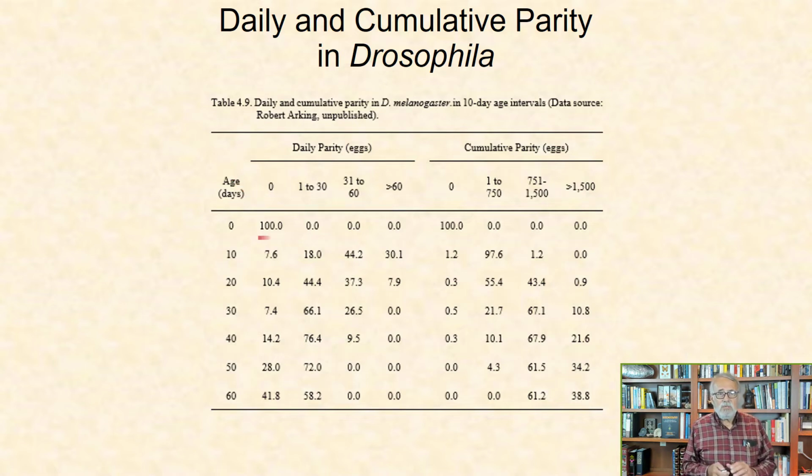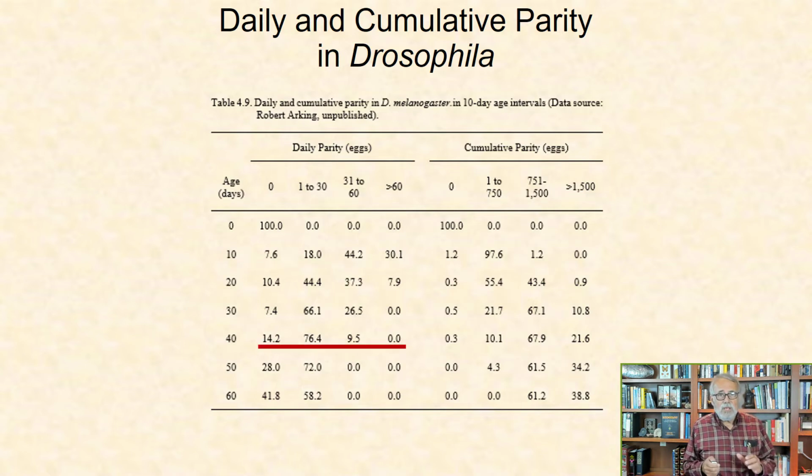So the starting point is age 0, when 100% of the cohort have produced 0 eggs. Then at age 10, there are still 7.6% of the females at that age that have produced no eggs, but nearly a third, or 30.1%, are producing at that age over 60 offspring daily.